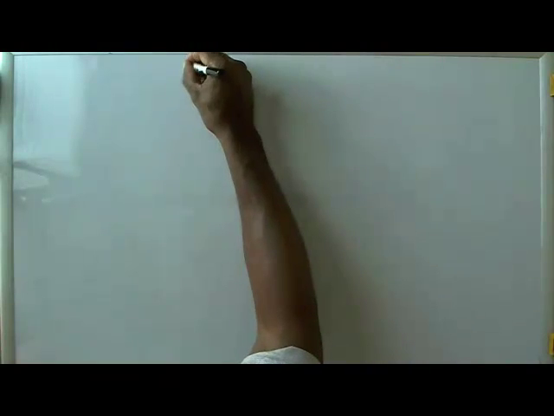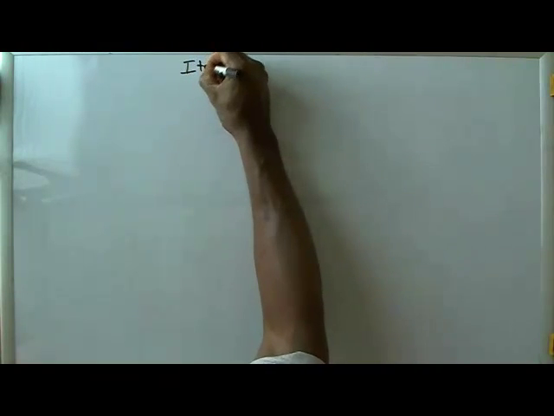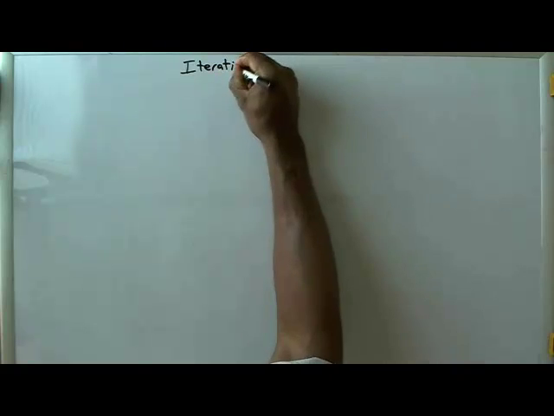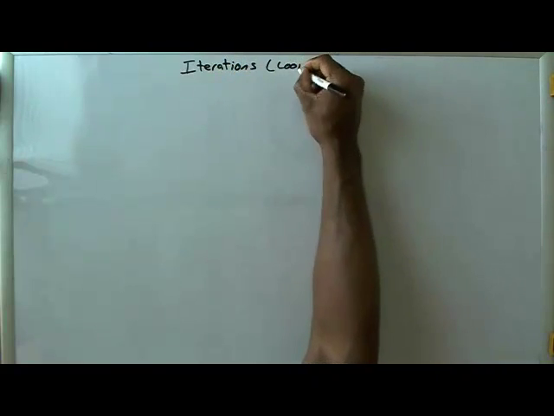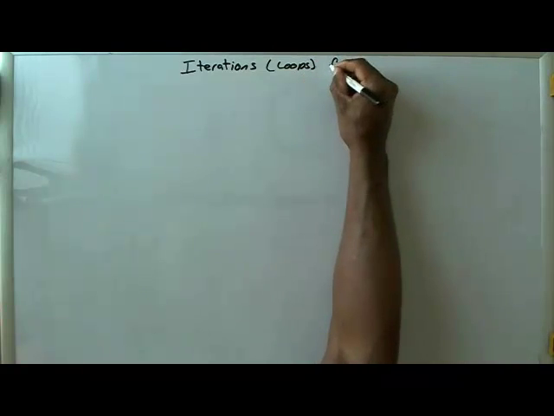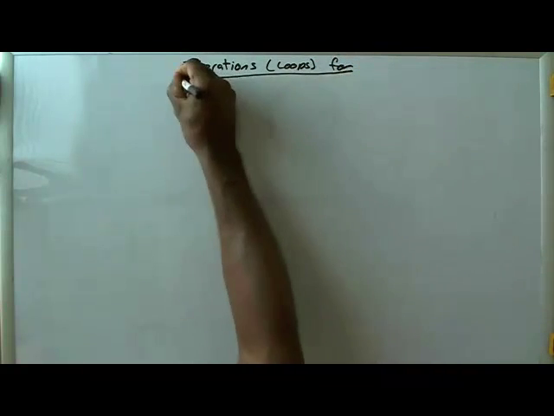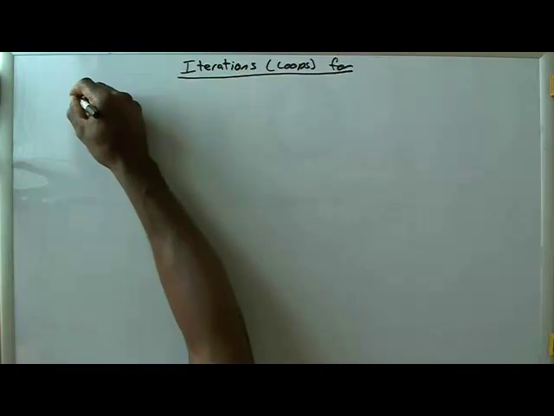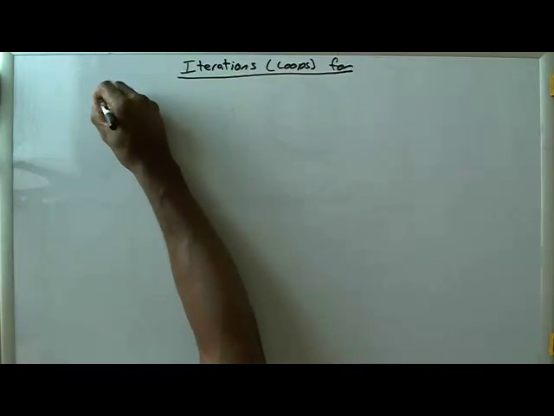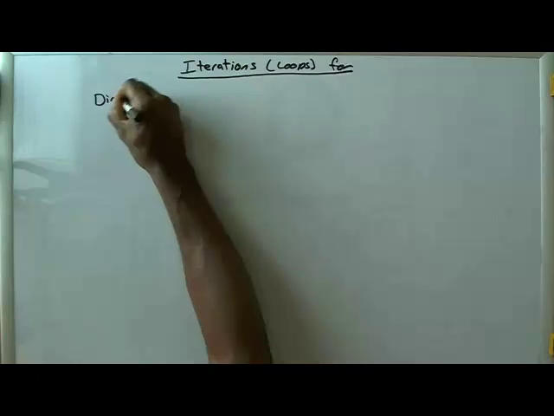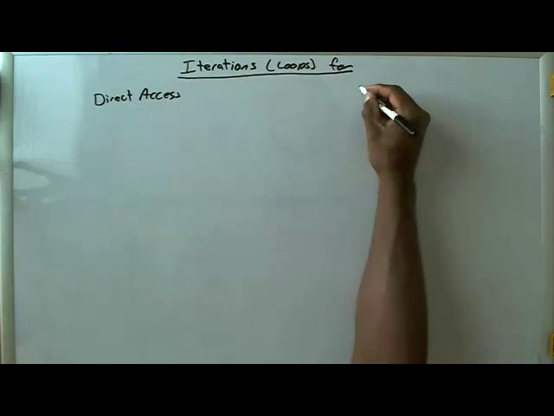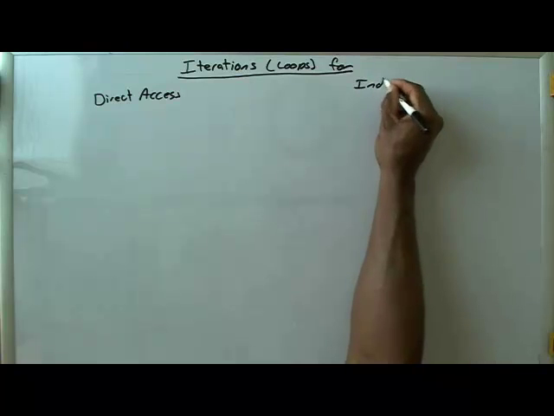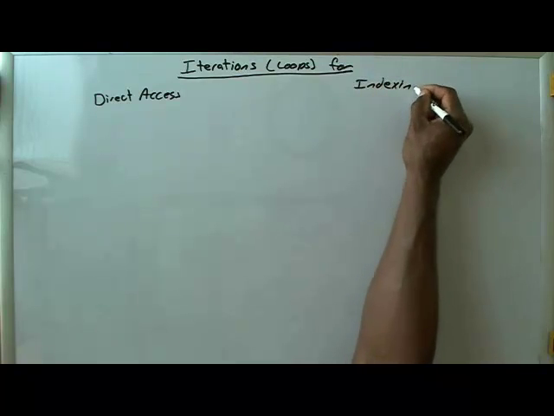Continuing our discussion on iterations, I want to do a couple more examples of iterations using the for loop. Once again, I'm going to develop these in two different styles: direct access style and indexing style.